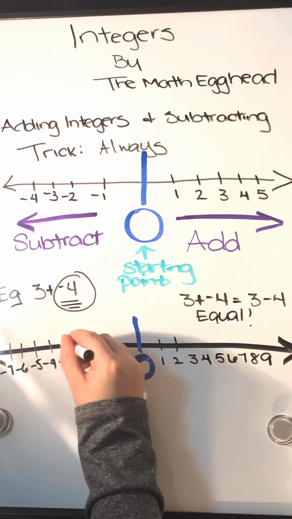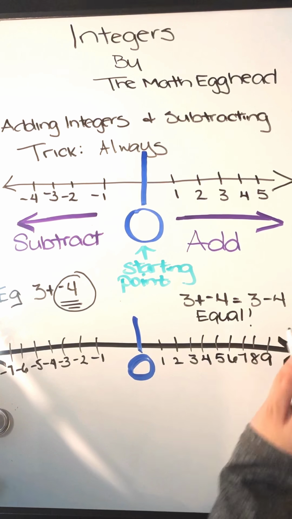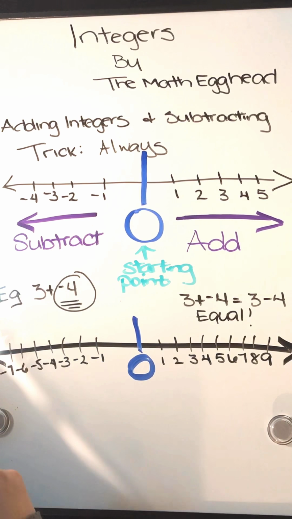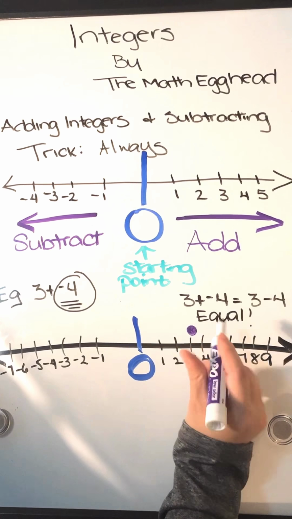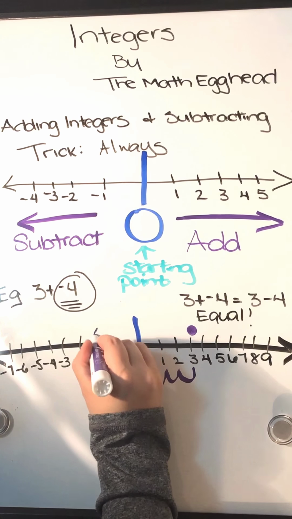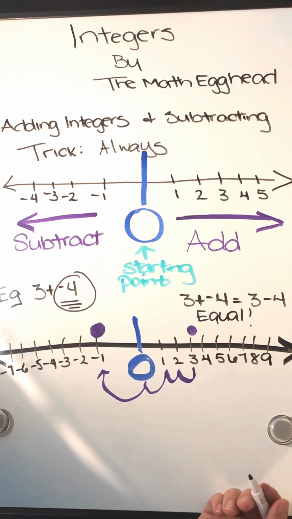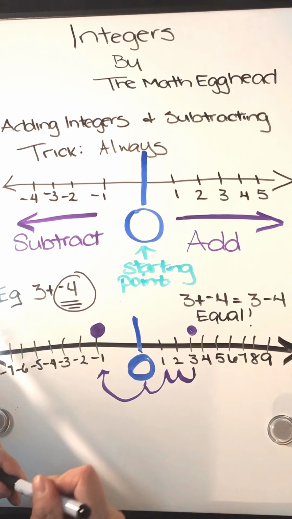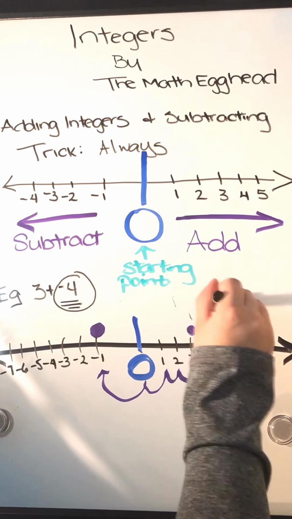Let's start with our positive number 3, and we're adding 4 negative spaces. That means we're going to the left. When you're adding negative numbers, you're going to the left. When you're adding positive numbers, you're going to the right. That's another rule that you guys should see.